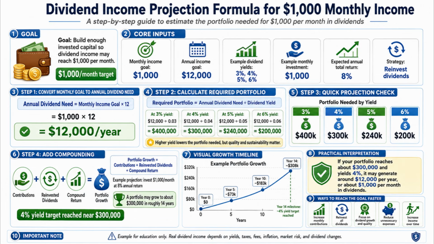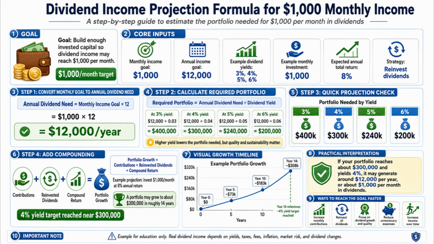In this video we will discuss the dividend income projection formula for $1,000 monthly income. Many investors want to build a reliable stream of passive income, and one of the most common goals is earning $1,000 per month from dividends. Therefore, this video explains a simple step-by-step formula to estimate how much portfolio value may be needed, and how compounding can help you reach that goal over time.